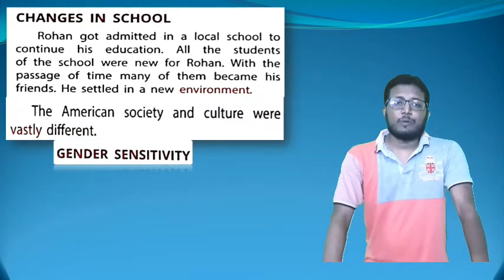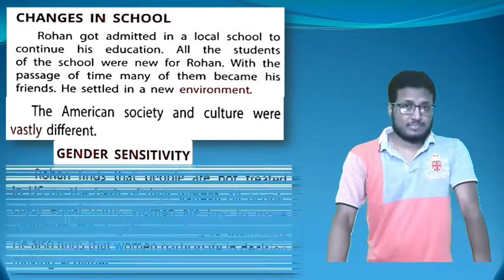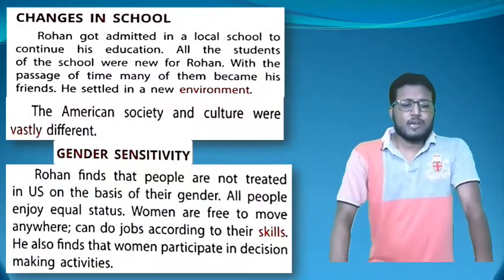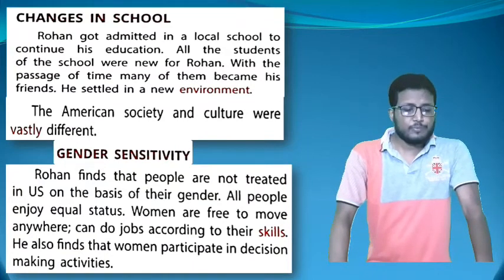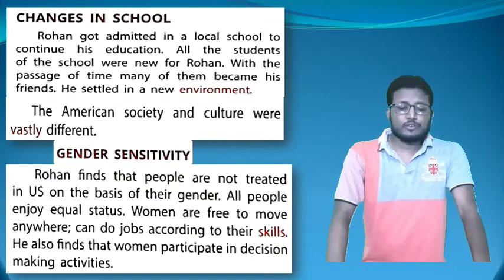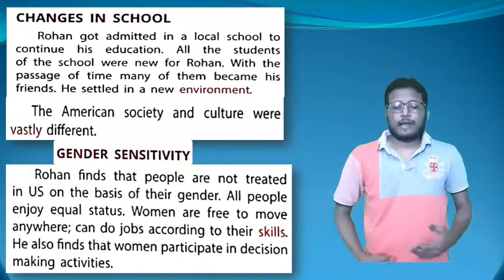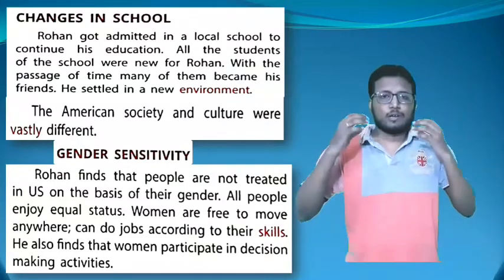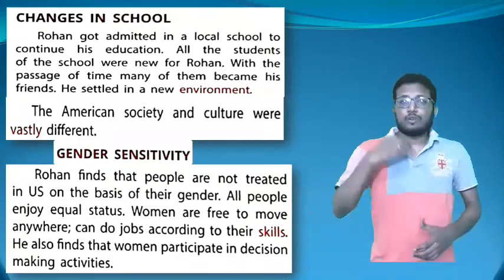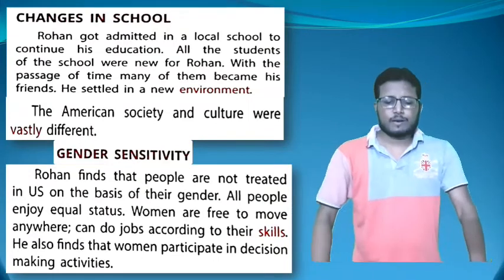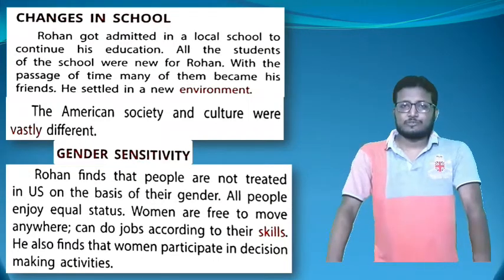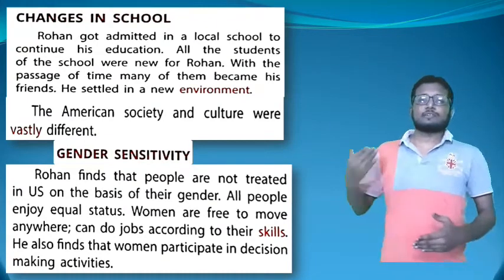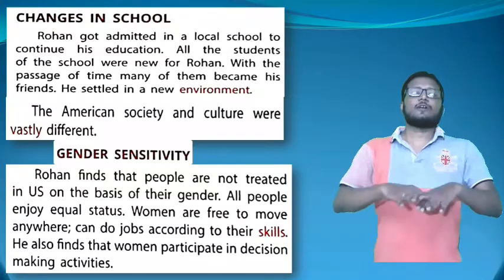And now we are going to know about gender sensitivity. That is very interesting. Rohan finds that people are not treated in the US on the basis of their gender. All people enjoy equal status. Women are free to move anywhere, and can do jobs according to their skills, in a sector where they can work as they like. He also finds that women participate in decision making activities. Exactly, Rohan wants to say that in the UK, in America, in the United States of America, he has seen that they are all equal.